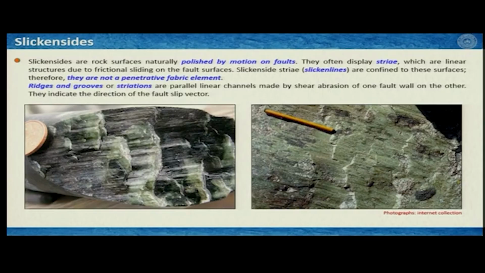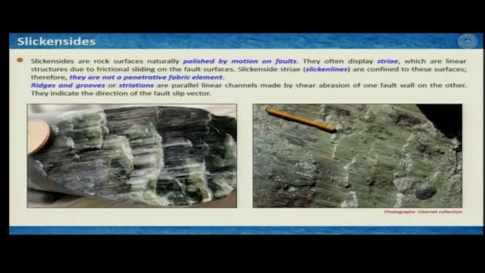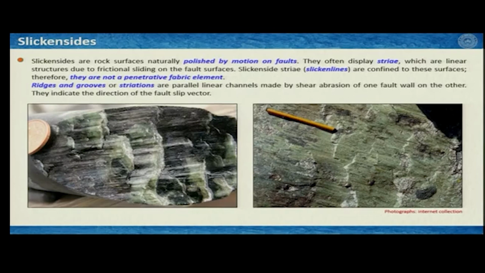What happens if you have a fault? When one block moves past the other block, on this surface one block rubs the other surface, and this rubbing happens along a particular direction, and due to this rubbing, this surface is characterized by a number of lines, and these lines are known as slickenlines. And because this happens only on one surface or a series of surfaces in a very narrow zone, they are confined to these surfaces.